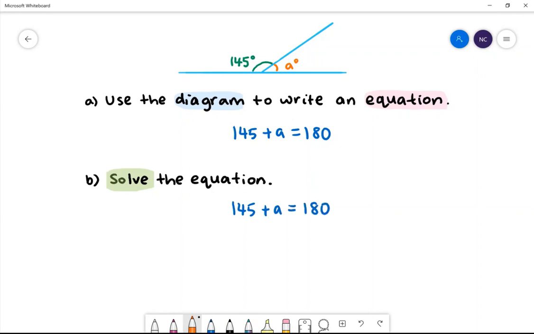We want to get A by itself, so we need to move 145 away. To do this, we can subtract 145 from both sides. We'll then get A is equal to 180 minus 145. Therefore, A is 35 degrees.